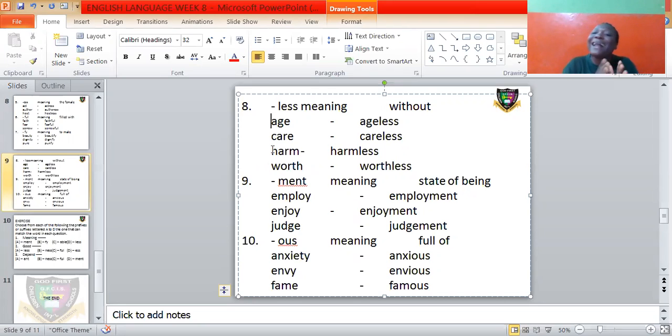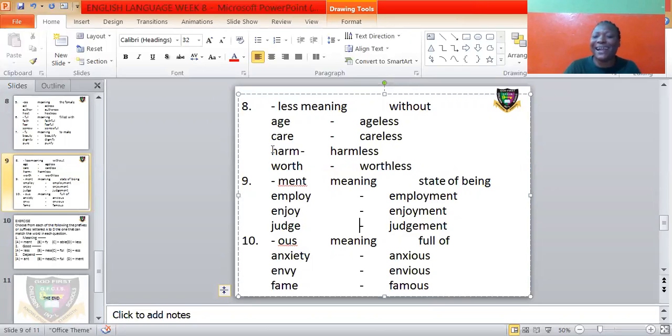MENT can also be added at the end of a word to change its meaning, and it means state of being. Employ will become employment. Enjoy becomes enjoyment. Judge becomes judgment.